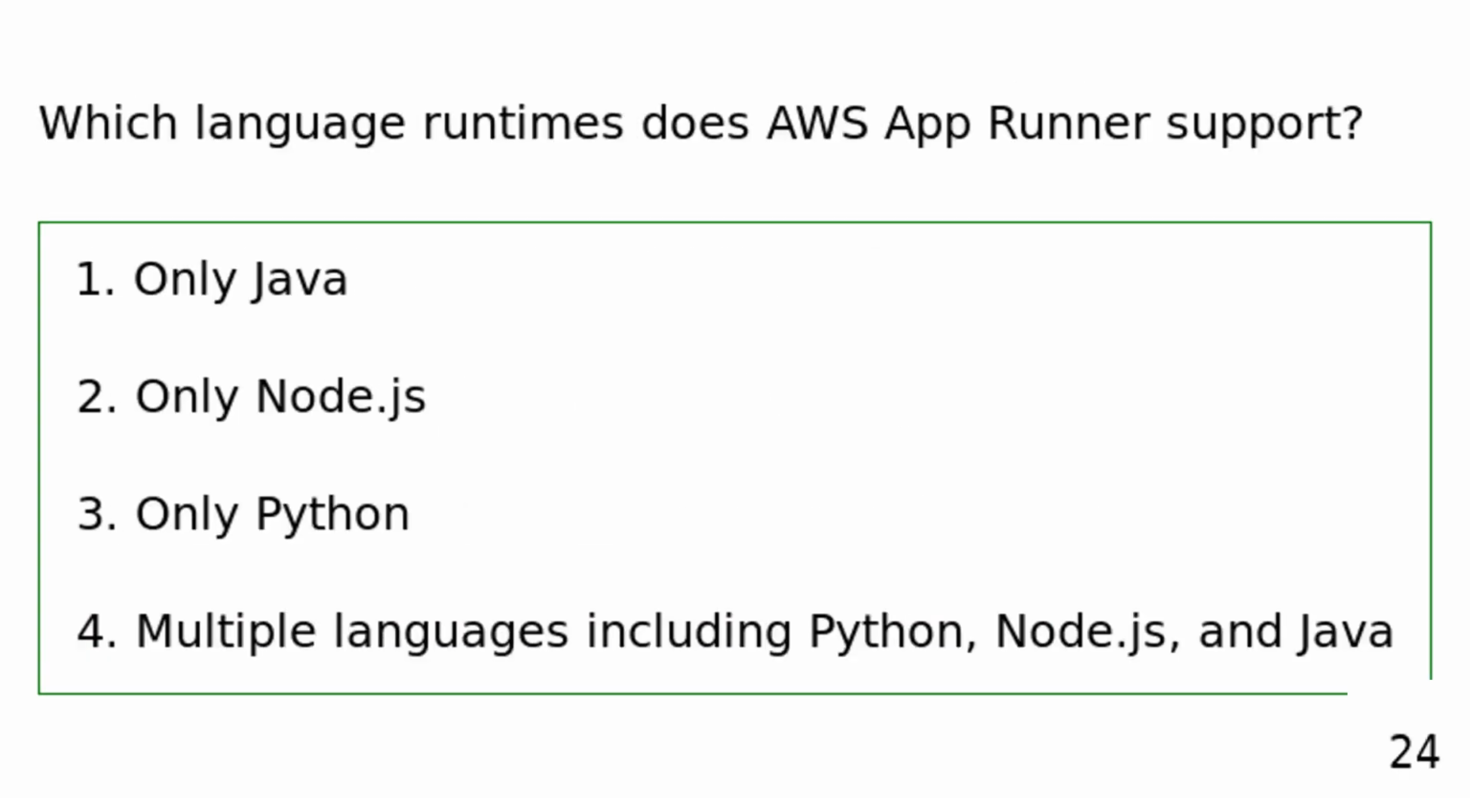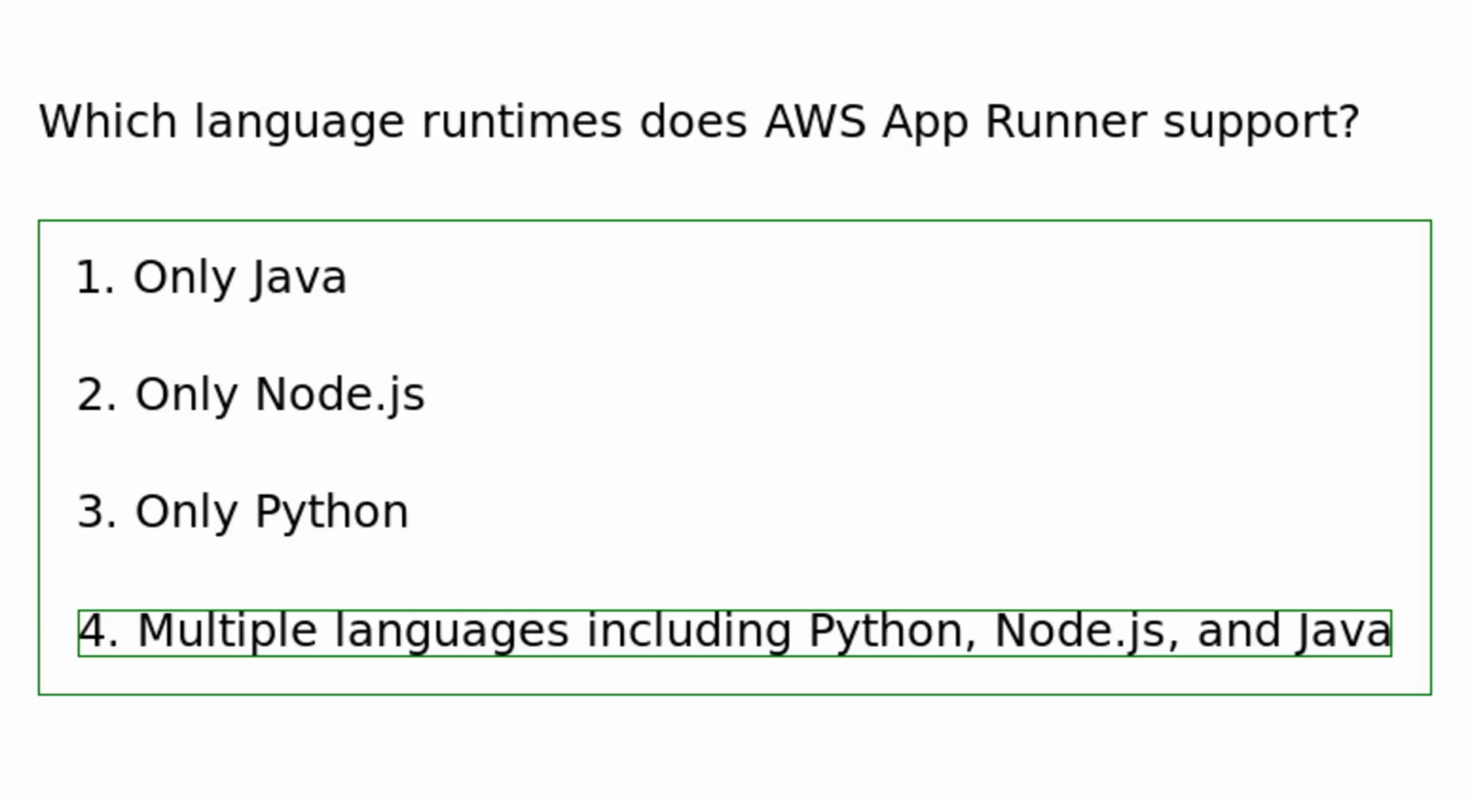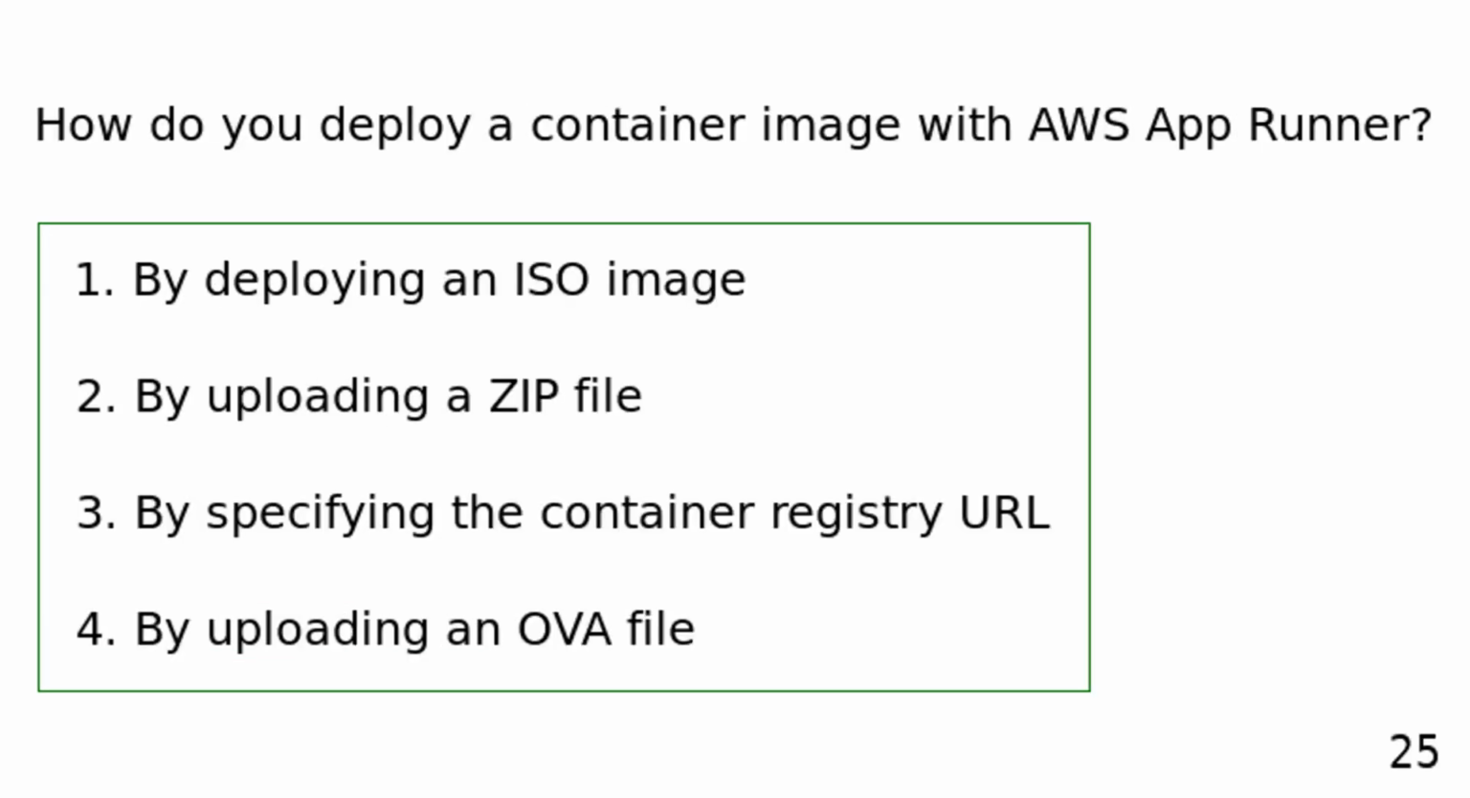Which language runtimes does AWS App Runner support? Only Java. Only Node.js. Only Python. Multiple languages including Python, Node.js, and Java. AWS App Runner supports multiple language runtimes, including popular ones like Python, Node.js, and Java, allowing developers to deploy applications in their preferred languages.